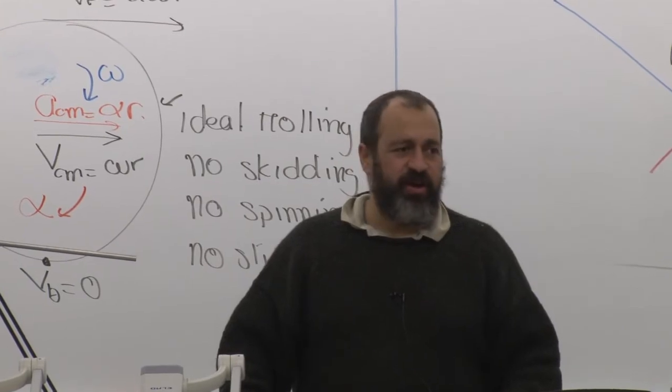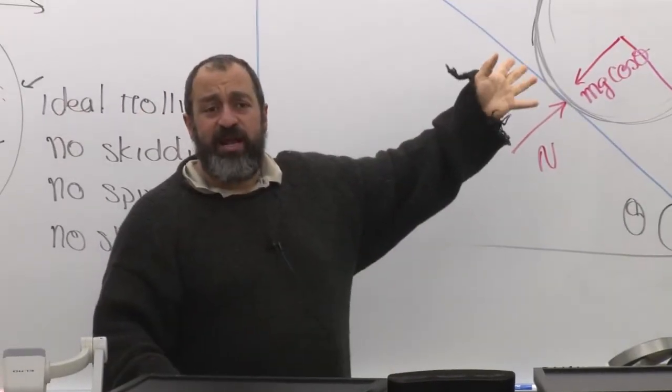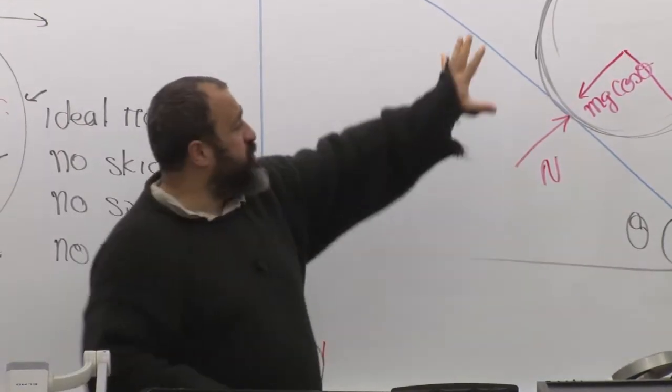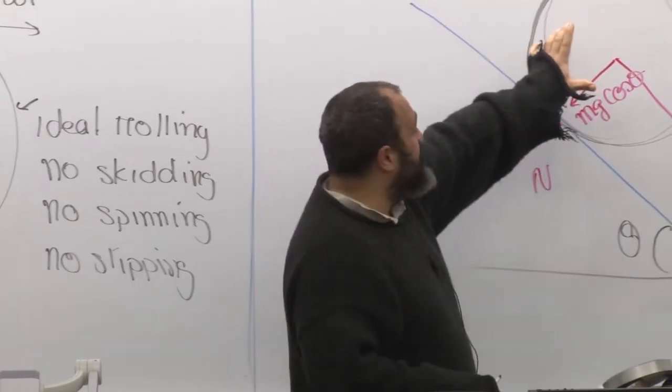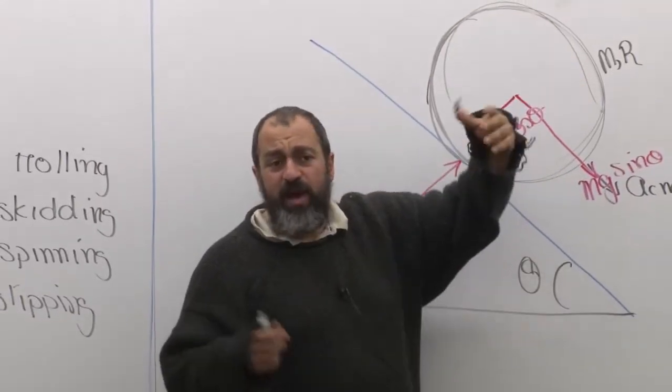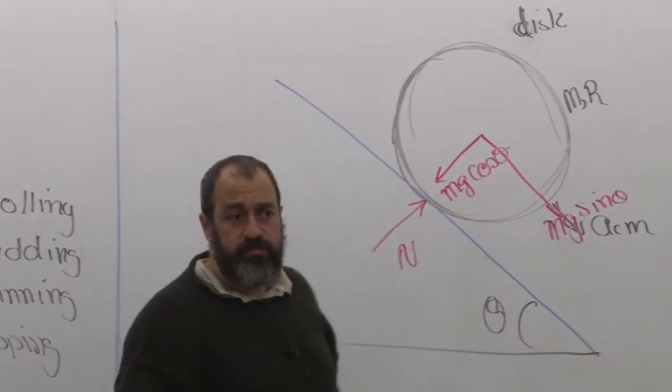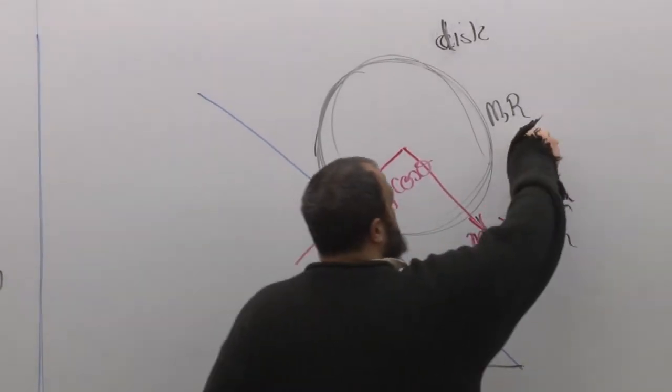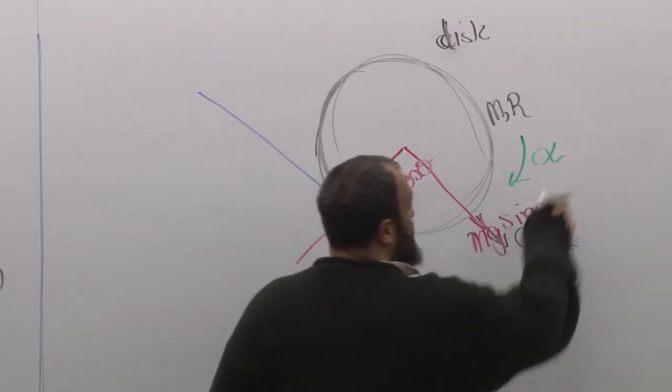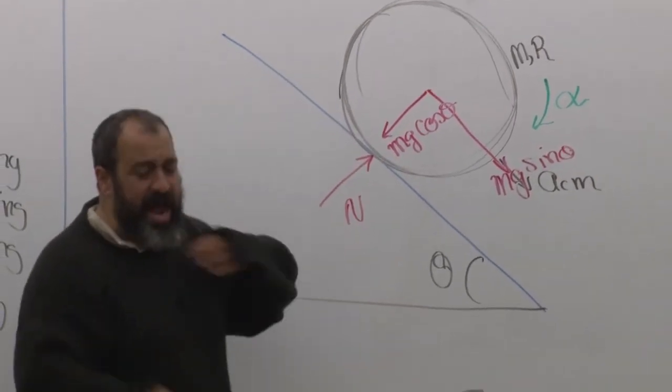Please focus here. This object was not rolling before, it was stationary, and suddenly it started to rotate. Which way is the angular acceleration? It has to be this way. All right, let's go now.